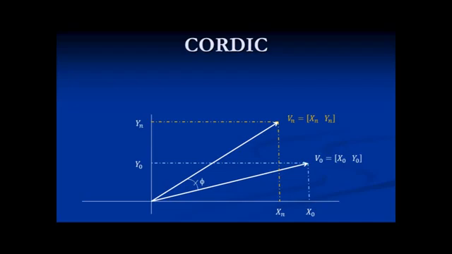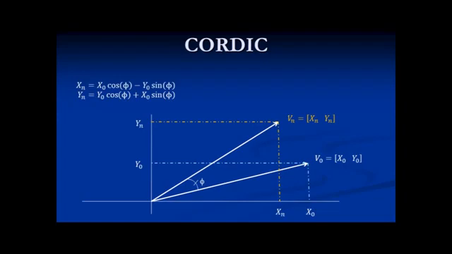So how do we calculate x sub n and y sub n based on the input vector and the rotation angle phi? The new x sub n and y sub n are: x sub n equals x sub 0 cosine of phi minus y sub 0 sine of phi, and y sub n equals y sub 0 cosine of phi plus x sub 0 sine of phi.